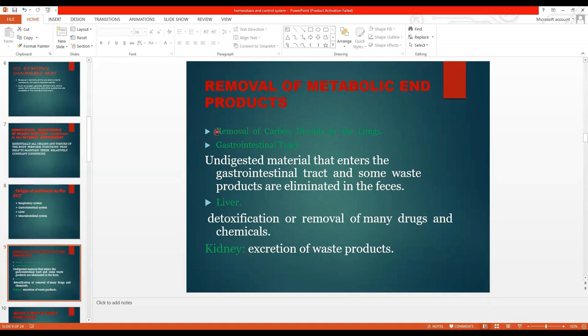Number one is the removal of carbon dioxide by the lungs. When the lungs take oxygen from the air, they exchange carbon dioxide and expel it out of the body. Carbon dioxide is a waste product. Our body doesn't need it.